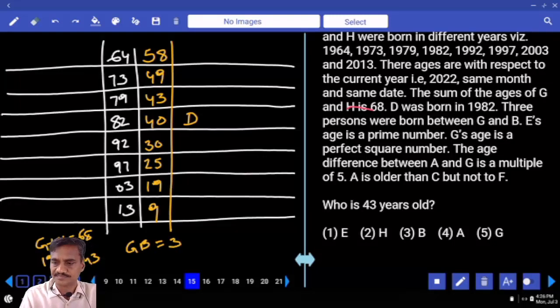E's age is a prime number. As E's age is a prime number, hence E can be either 19 or 43. There are two different possibilities for E. And next one, G's age is a perfect square. Then what are the possibilities we have? G can be 25 or 49. There are two different possibilities, isn't it?